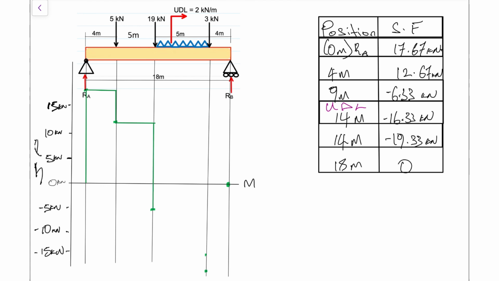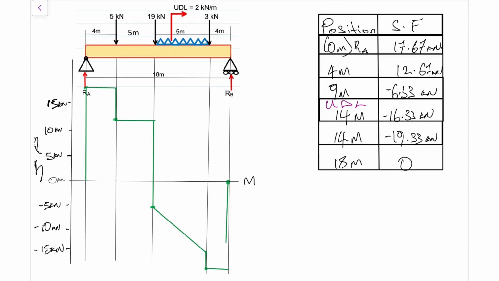Now for the UDL, because it's happening gradually, we need to reflect that using a diagonal line. So we will not use a straight line across. So that will look something like so. And then we go down directly to the next point, negative 19.33, and now across and back up to 0. And as always, if you want to, optional, you can shade in the area that you're interested in, which would look something like this.